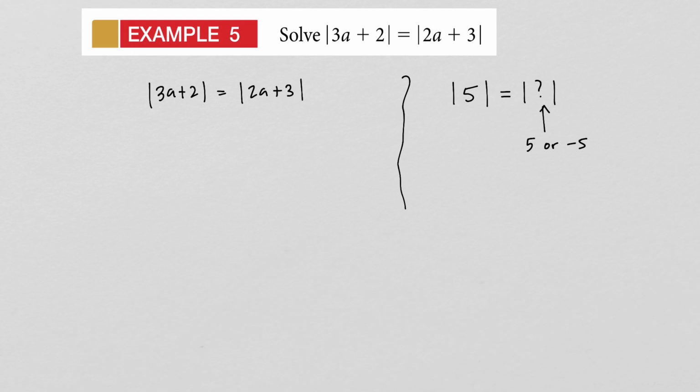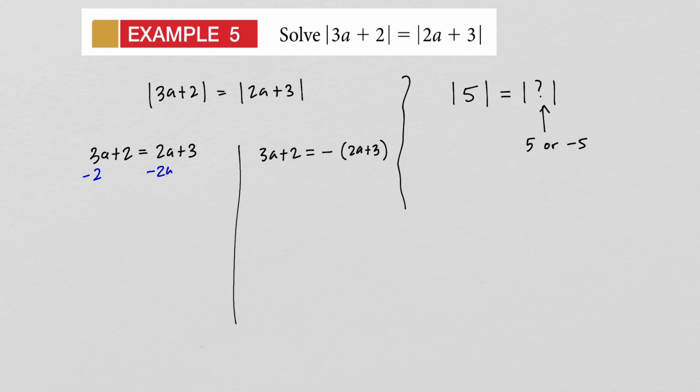So what does that mean over here? We don't have a number, we have two variable expressions. Well, one way these can be equal is if the thing inside is actually the same. So one possible solution would occur when 3a plus 2 is equal to 2a plus 3. That's one possibility. The other possibility would be when 3a plus 2 is equal to the opposite of 2a plus 3, right? Because if these numbers are opposites of each other, the absolute value will make them the same. So now we just have to solve each one of these.